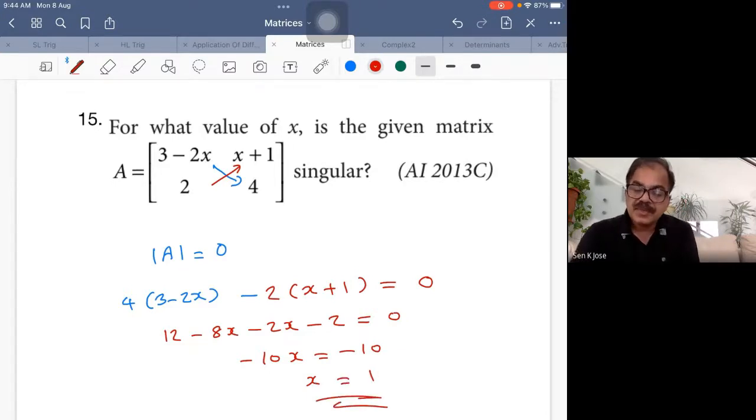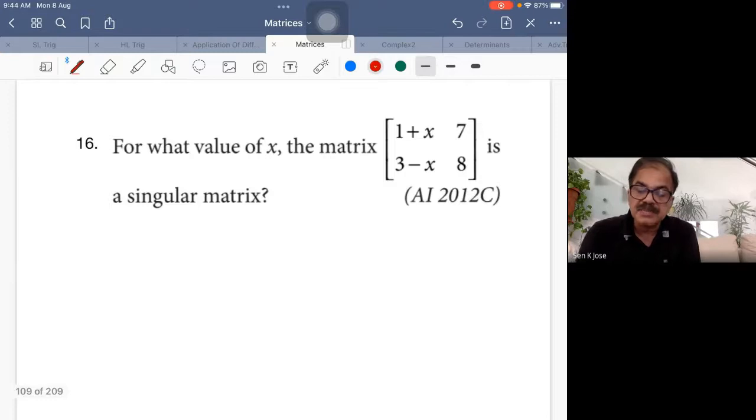Solving for x. There are 2-3 questions like that. This is pretty simple, the same way. So you're going to cross multiply like that and then minus that. Determinant is equal to 0 and you get your answer. Okay.